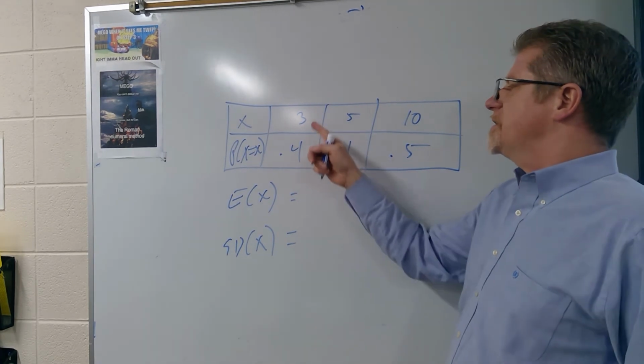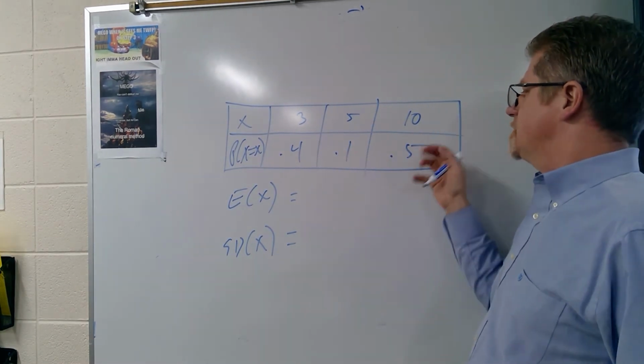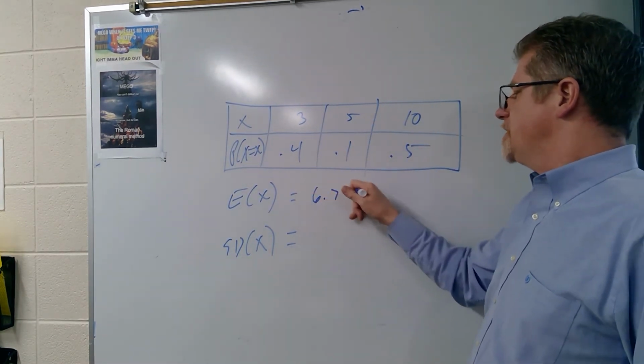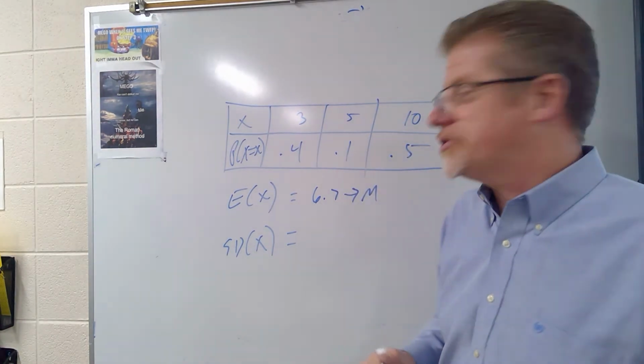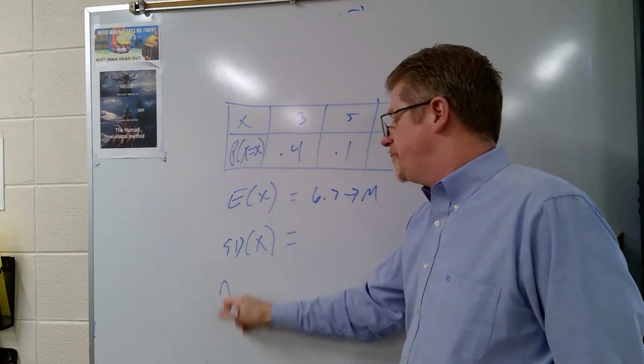So people did payoff times probability, 5 times 0.1 plus 10 times 0.5, and they got 6.7. Okay, so store that in M on your calculator. Now, for those of you who are forgetting how to do the standard deviation, remember the formula for this.